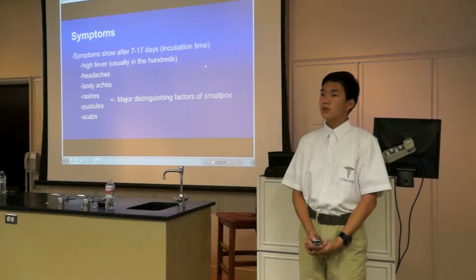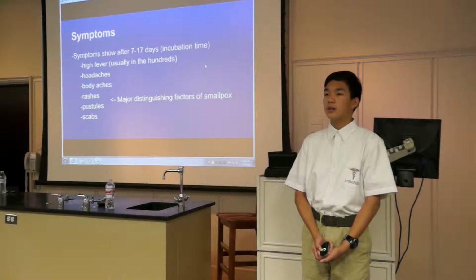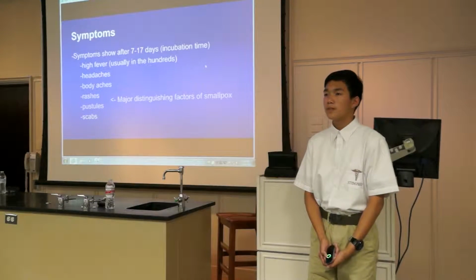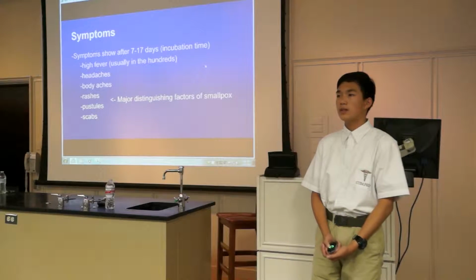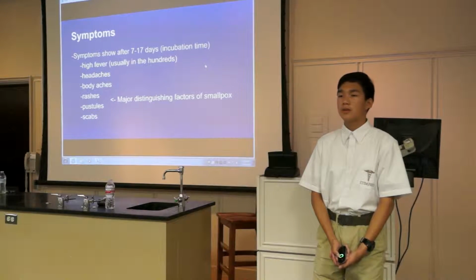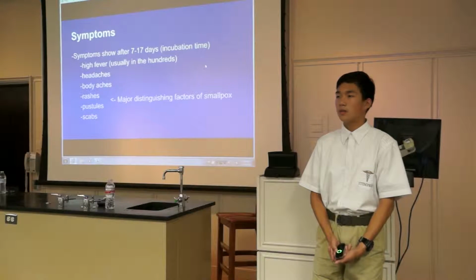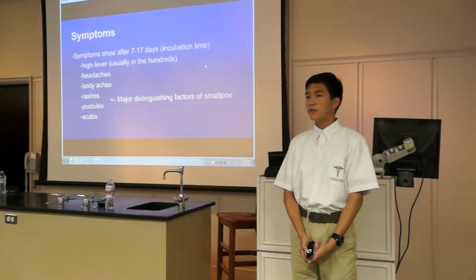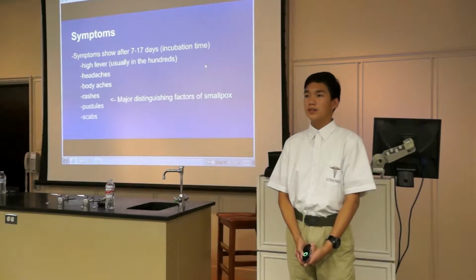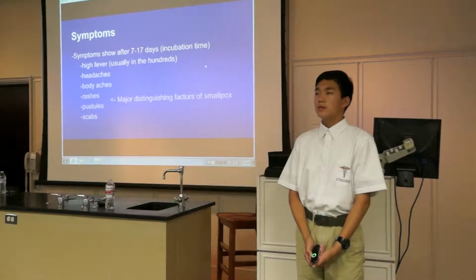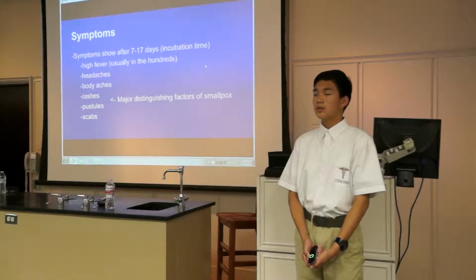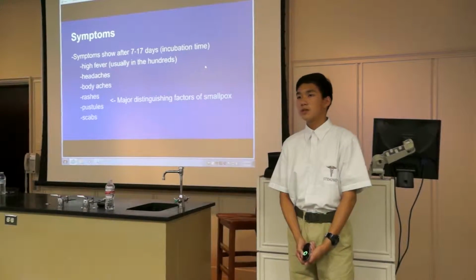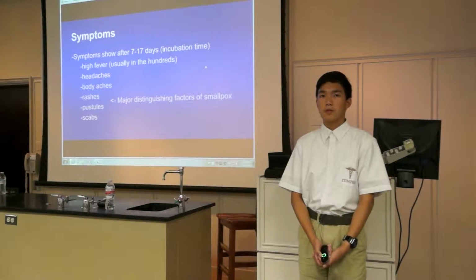Symptoms. Symptoms of smallpox only occur after 7 to 17 days of contracting the disease. This is because the 7 to 17 days is the incubation time when the person isn't contagious and won't show any symptoms. Symptoms do include high fever, usually in the hundreds, headaches, body aches, rashes, pustules, and scabs. Rashes and pustules are the major distinguishing factors of smallpox.